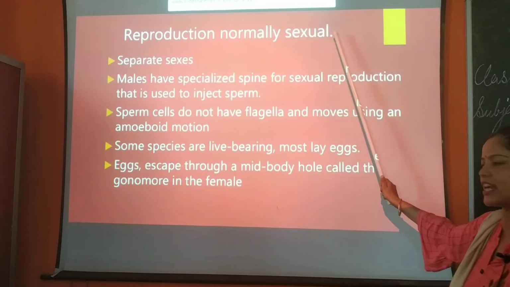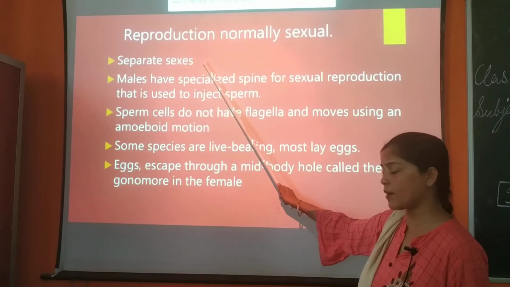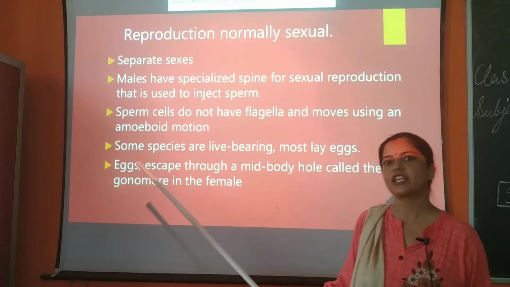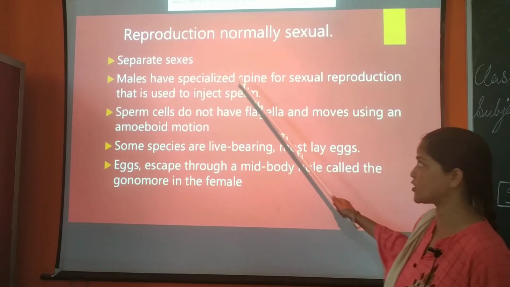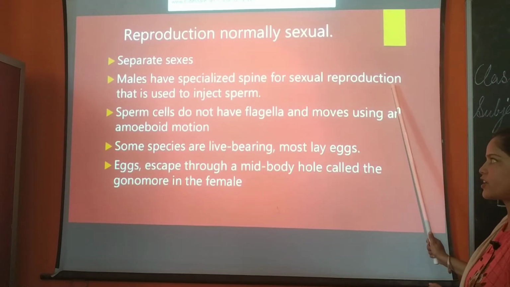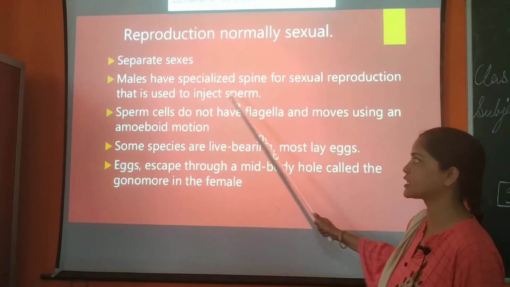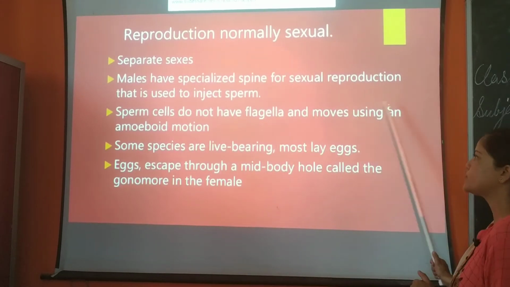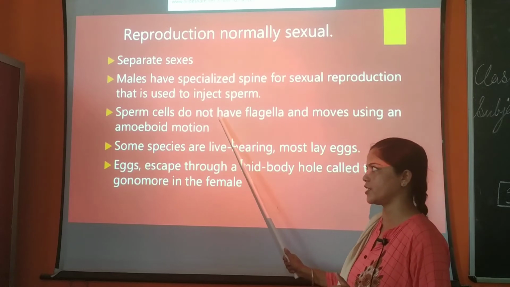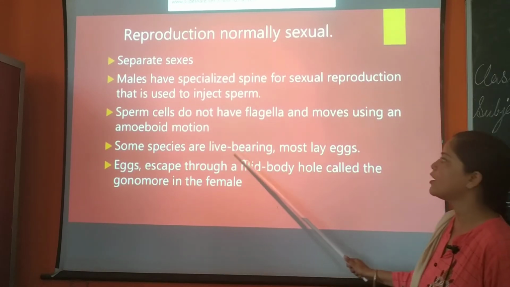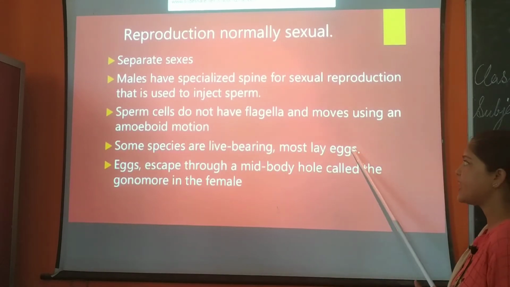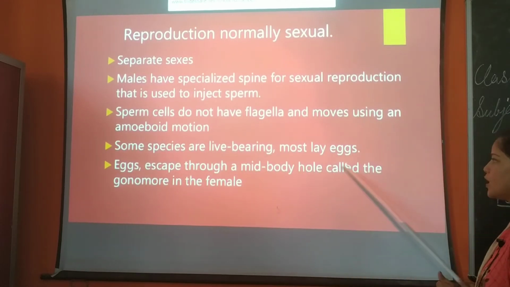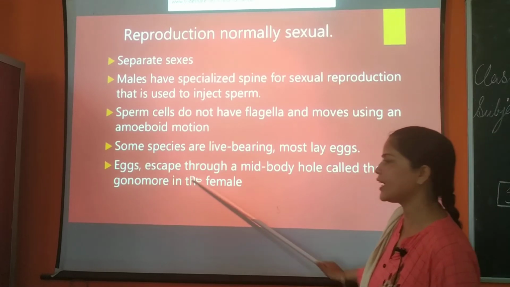Reproduction is normally sexual. Separate sexes are present, which means male and female sexes are separate. Males have a specialized spicule for sexual reproduction that is used to inject sperm, and sperm cells do not have flagella and move using an amoeboid motion. Some species are live-bearing, but most lay eggs. Eggs escape through a mid-body hole called the gonopore in the female.